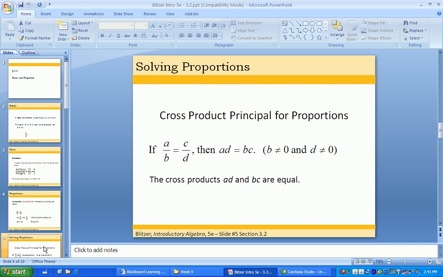And here's again just what they said. The cross product principle for proportions: AD is equal to BC. One special note is B or D cannot equal 0, because if they equal 0, then these numbers are undefined, because we know we can't divide by 0.